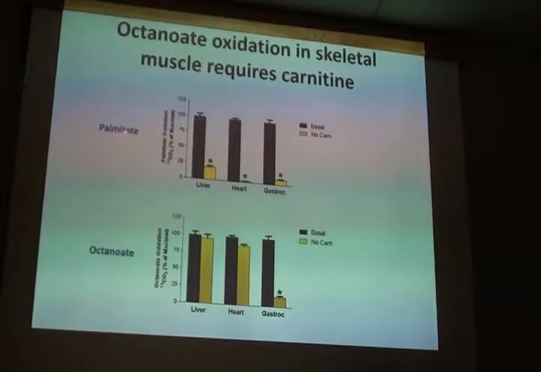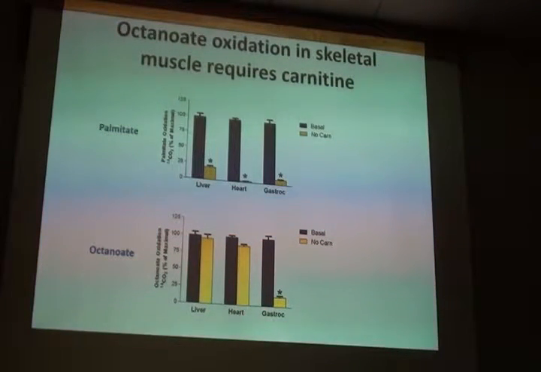So we knew that when we used palmitate, if you don't have carnitine, it can't enter the mitochondria. So that's exactly what we see. We looked at liver, heart, and skeletal muscle, the gastrocnemius. You see a 75 to 90% decrease in the oxidation of palmitate when carnitine isn't there. Exactly what we expected, based on the literature.